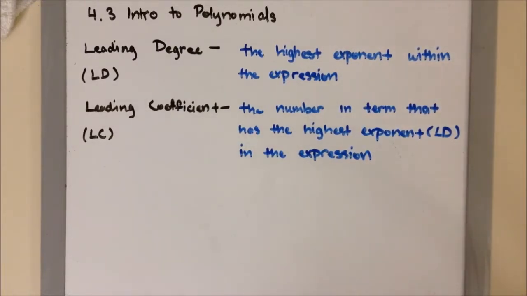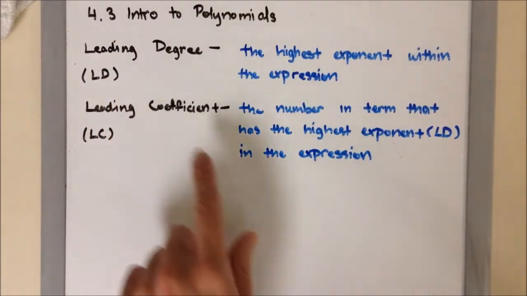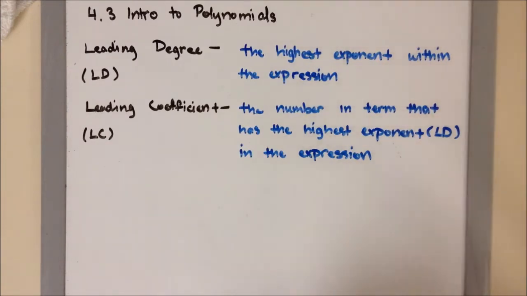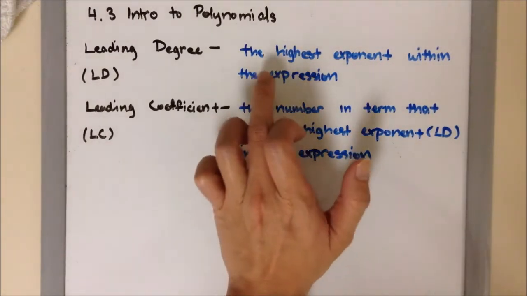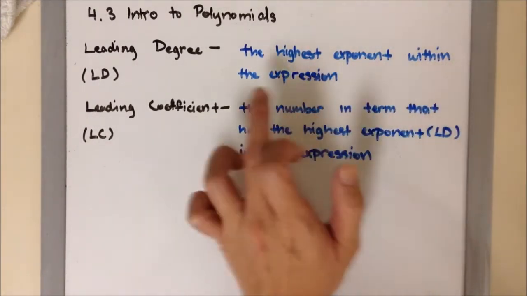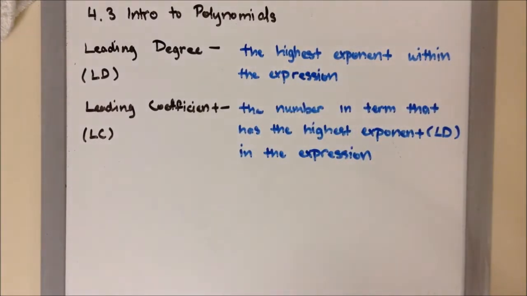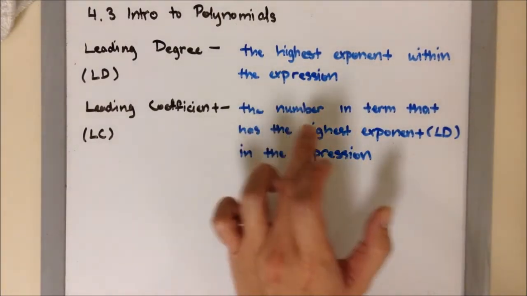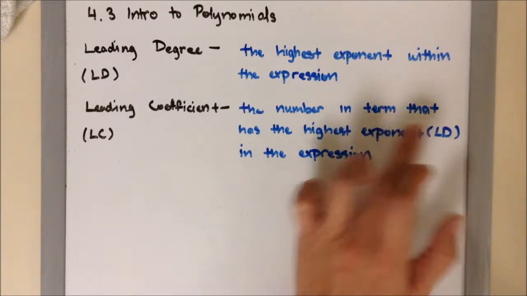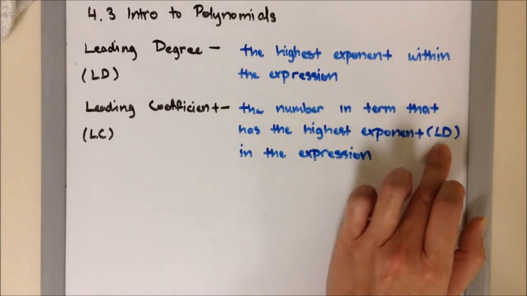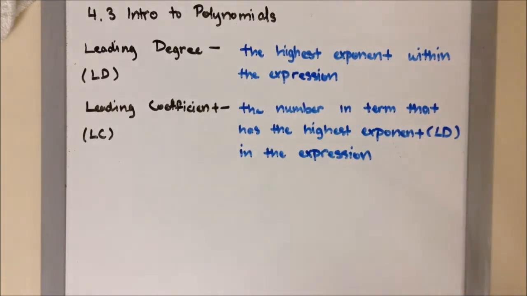In this part, now we're going to talk about leading degree and leading coefficient. Leading degree is the highest exponent within the expression. And then leading coefficient means the number in the term that has the highest exponent, or LD, that has the leading degree in the expression.